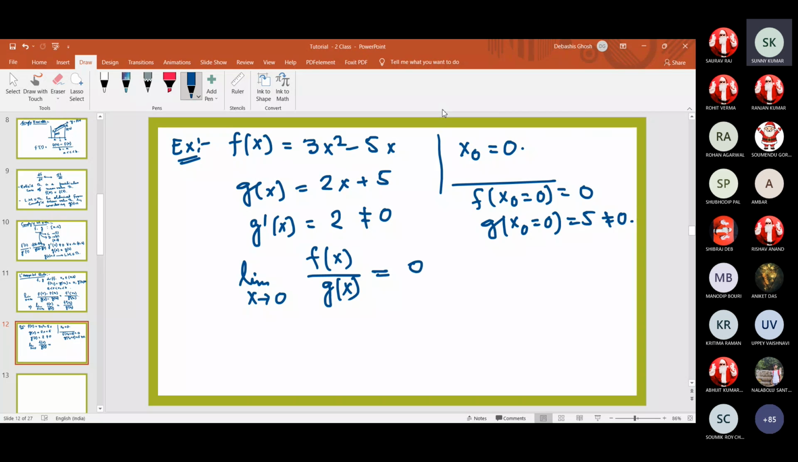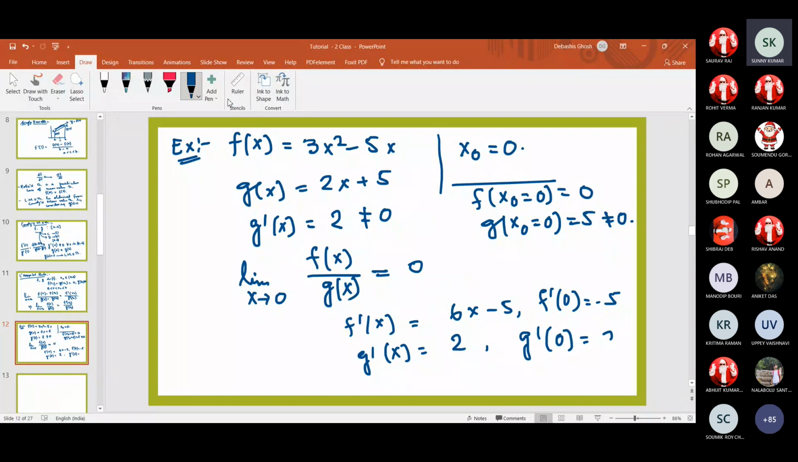But what is your f dash x0? F dash x comes to be your 6x minus 5. So f dash x0 is minus 5. G dash x is your 2. Sorry, 2. So g dash 0 comes to your 2. Therefore we are getting that the value of your f dash 0 by g dash 0 is minus 5 by 2, which is not equal to your f(x) by g(x) as limit x tends to 0.